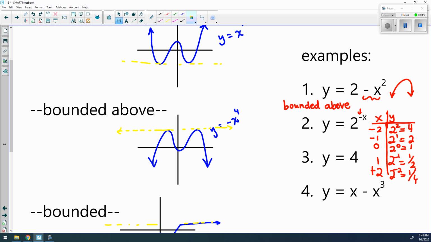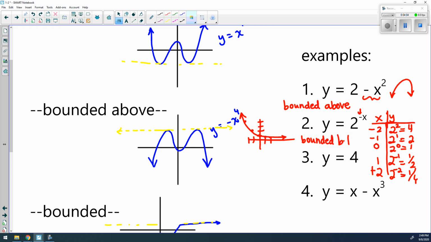Okay, so what's this going to look like? Let's come over here. If I went to -2, I'd be up at 4. If I plugged in -1, I'd be at 2. Over 0, up 1. Over 1, up a half. Over 2, up a fourth. So this is an exponential graph that is decreasing along its entire domain. Okay, so this, though, we can see is going to be bounded below.